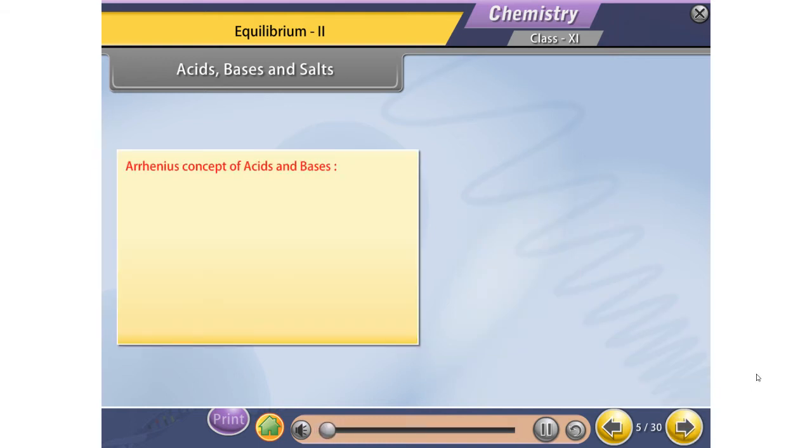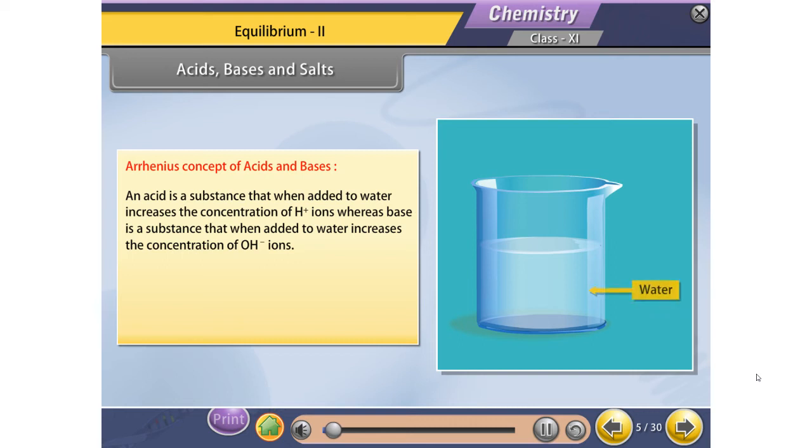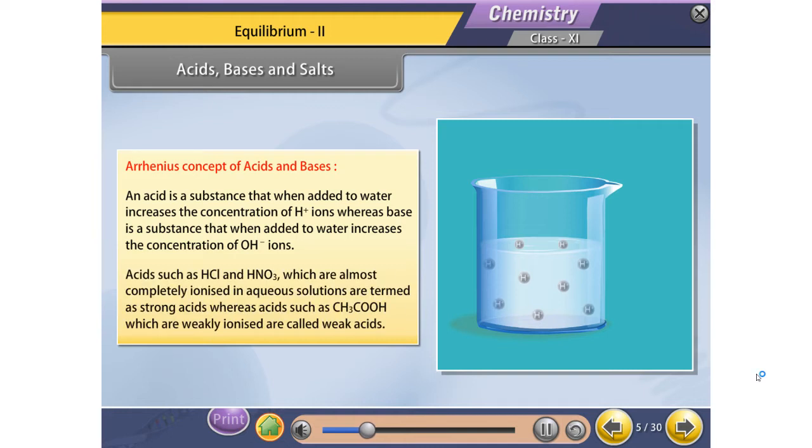Arrhenius concept of acids and bases. An acid is a substance that when added to water increases the concentration of H+ ions, whereas a base is a substance that when added to water increases the concentration of OH- ions. Acids such as HCl and HNO3, which are almost completely ionized in aqueous solutions, are termed strong acids, whereas acids such as CH3COOH, which are weakly ionized, are called weak acids.